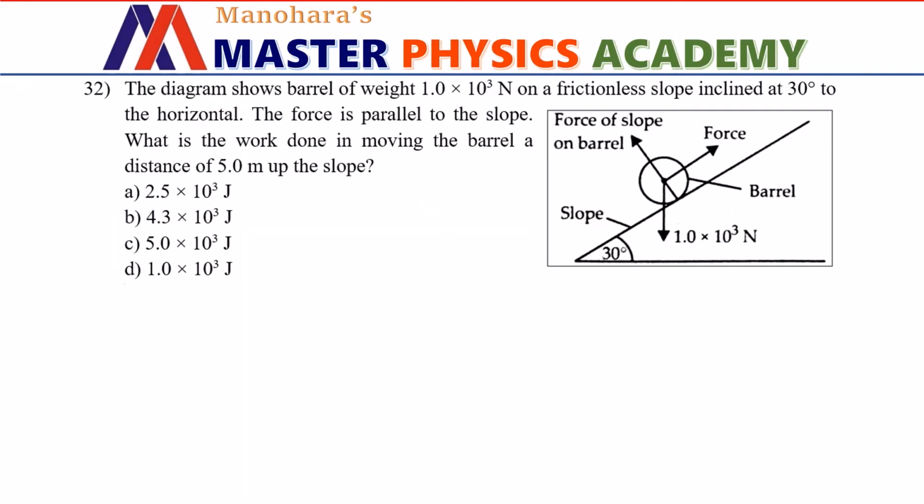The diagram shows a barrel of weight 1 into 10 to the power 3 Newton on a frictionless slope inclined at 30 degree to the horizontal. The force is parallel to the slope. What is the work done in moving the barrel a distance of 5 meter up the slope?